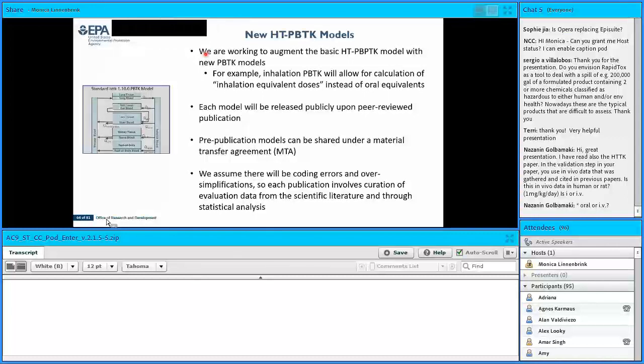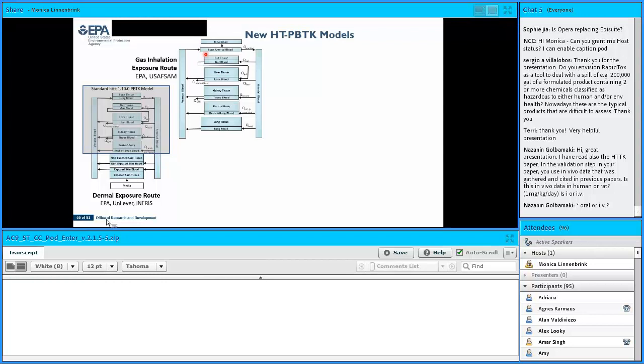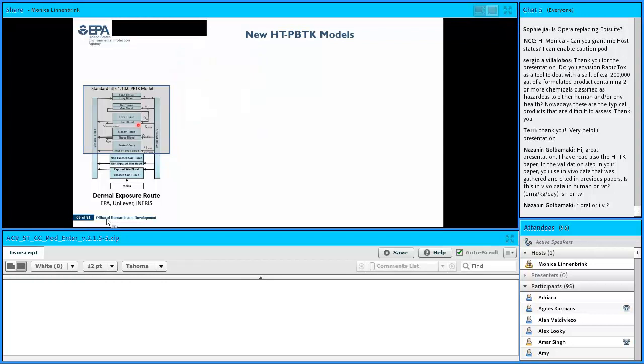Prior to publication, you can work with one of our models if we have a material transfer agreement in place. It partially says you understand that this model is still in development, that we're still working on it. And so we assume that there will be all sorts of problems and coding errors because I'm involved. And so we really want to get data so that we can evaluate a model. It's actually really easy to build an inhalation exposure model. There are generic inhalation exposure models out there. It's really hard to prove that it works.